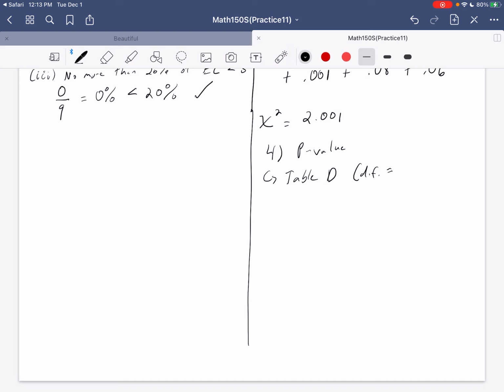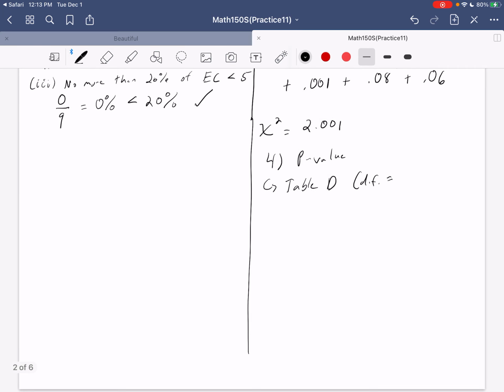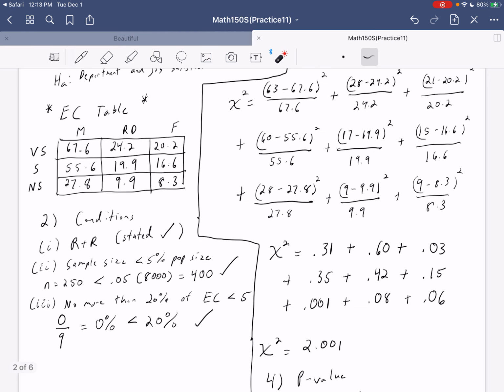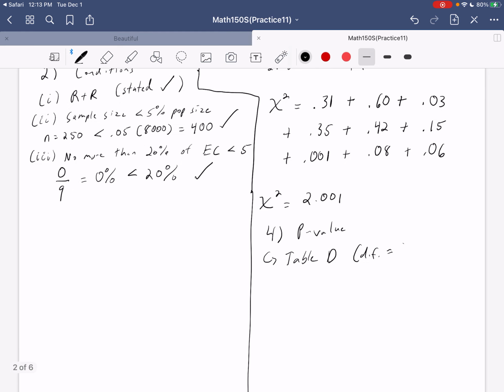So remember, it is the number of rows minus 1 times the number of columns minus 1. So if we go back up here, we can see that we had 1, 2, 3 rows and 3 columns. So if we go ahead and do that, this is going to be 3 minus 1 times 3 minus 1, which is basically just 2 times 2. So we get our degrees of freedom, which is 4.